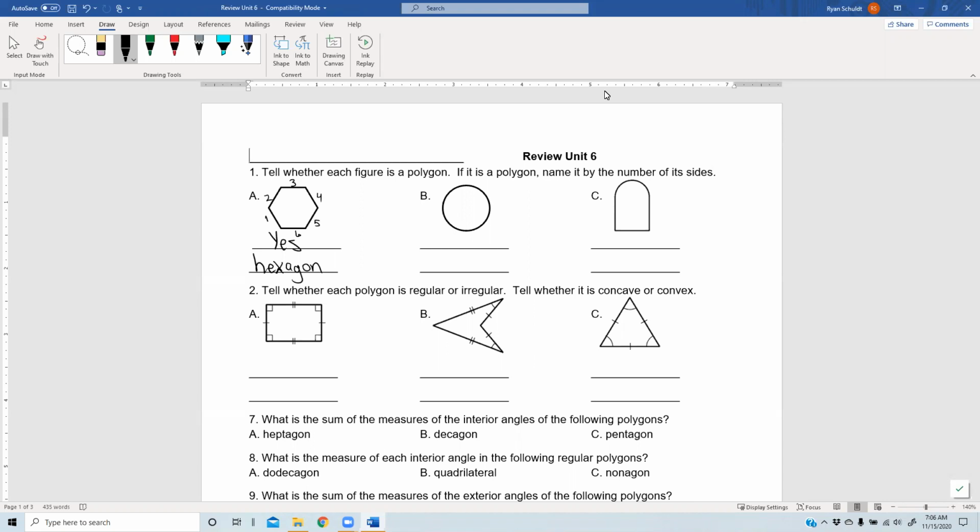B. Here we know this is a circle, but does it have straight sides? No, it does not have straight sides. So this is not a polygon. What about this one? Third one. Well, we start off with almost 3 straight sides, but then we have this curved side up here. So this would also be a no.